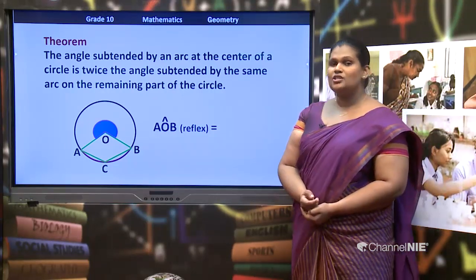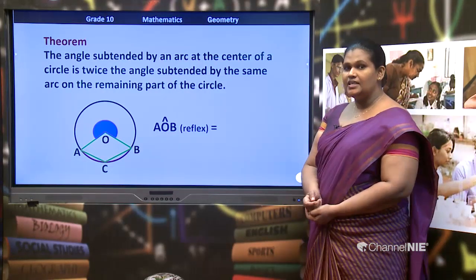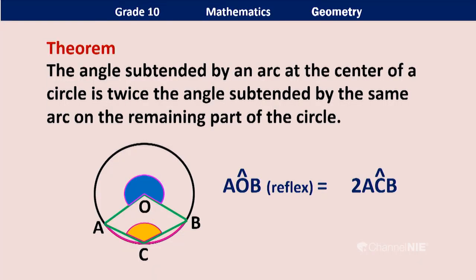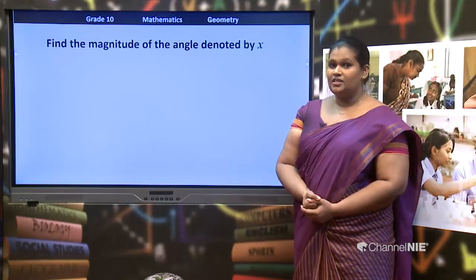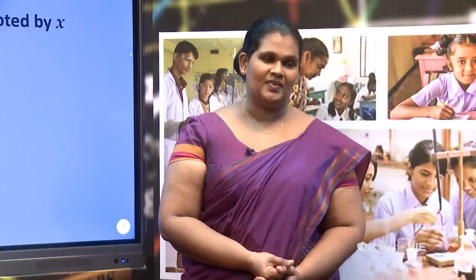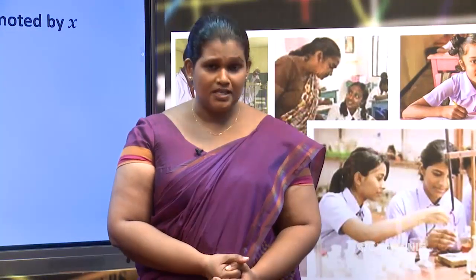Once again, according to the theorem, I can say the AOB reflex angle is equal to twice the angle ACB. I'll say it once again. The AOB reflex angle is equal to twice angle ACB. Now we know the theorem. Now it's easy for us to do some calculations using this theorem. I hope you are maintaining a theorem book. It's better if you can maintain a theorem book.